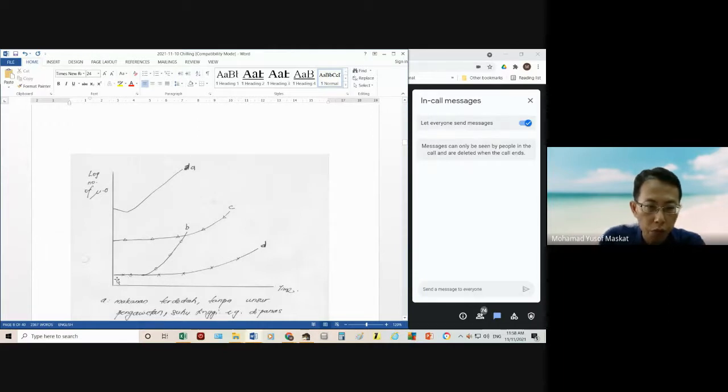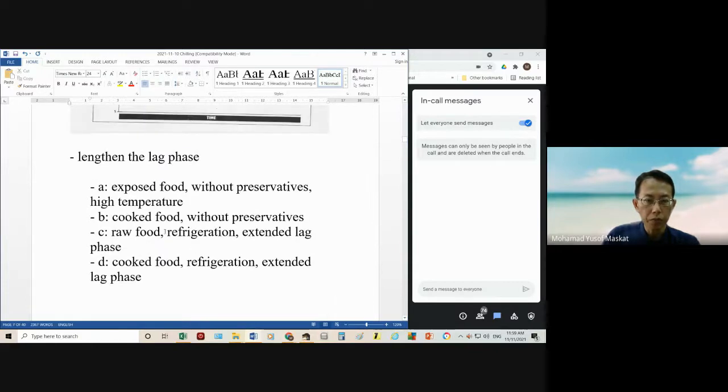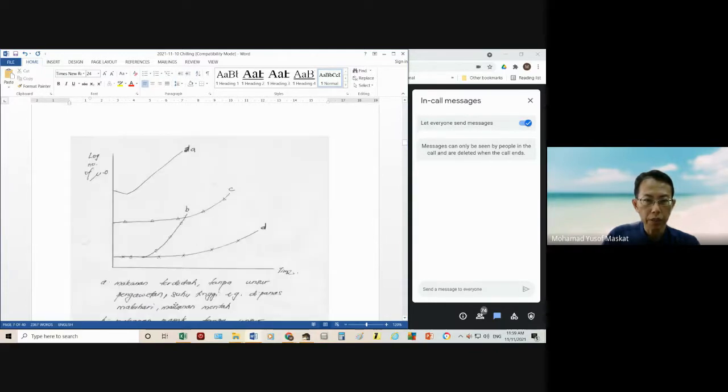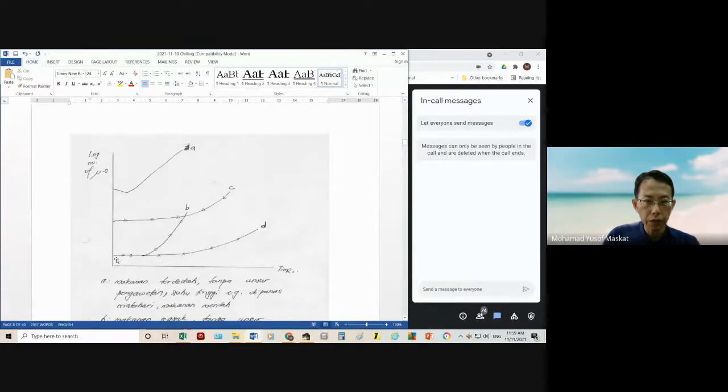This is cooked food. When it is cooked, heat will kill the microorganisms. So initially it is like this, now it is like this. Comparing between the two, we can see that the lag phase over here is longer compared to this one. There's a longer lag phase, and only then does it shoot up.